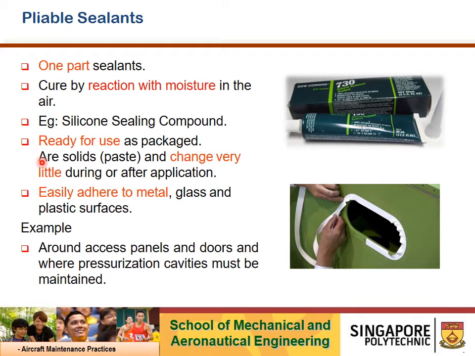Friable sealant is a one-part sealant cured by reaction with moisture in the air. Example, silicon sealing compound. It's ready for use as packaged. Most of the time they are solid and change very little during or after application. They easily adhere to metal, glass, and plastic surfaces. Examples of usage will be around access panels, doors, and where pressurization cavities must be maintained.